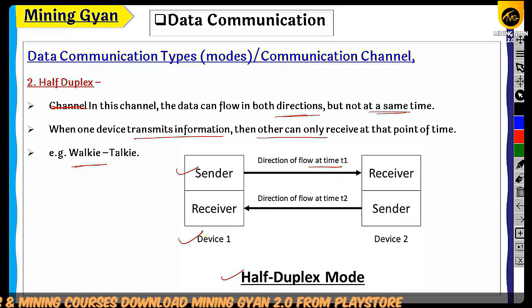Okay, so this is device 1 and device 2. So this is the half duplex. Basically, this is the channel where the data can flow in both directions but not at the same time.